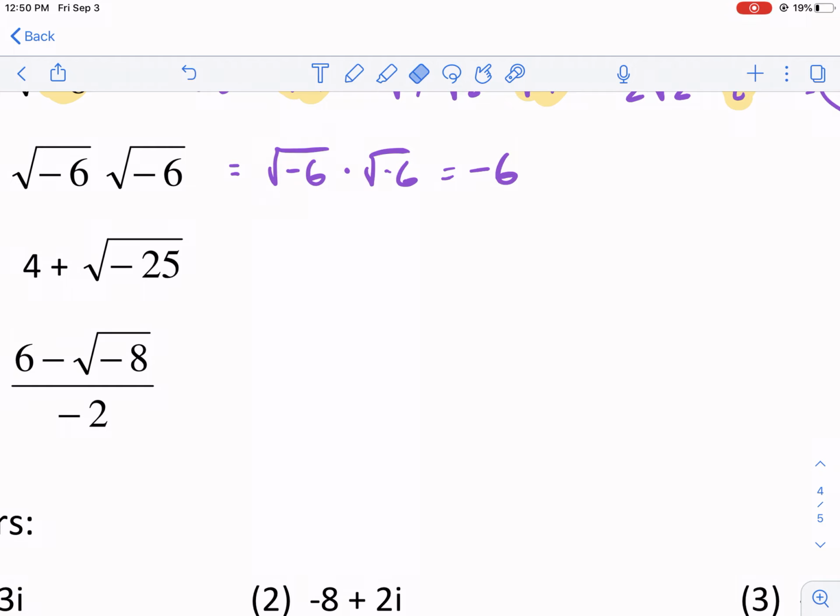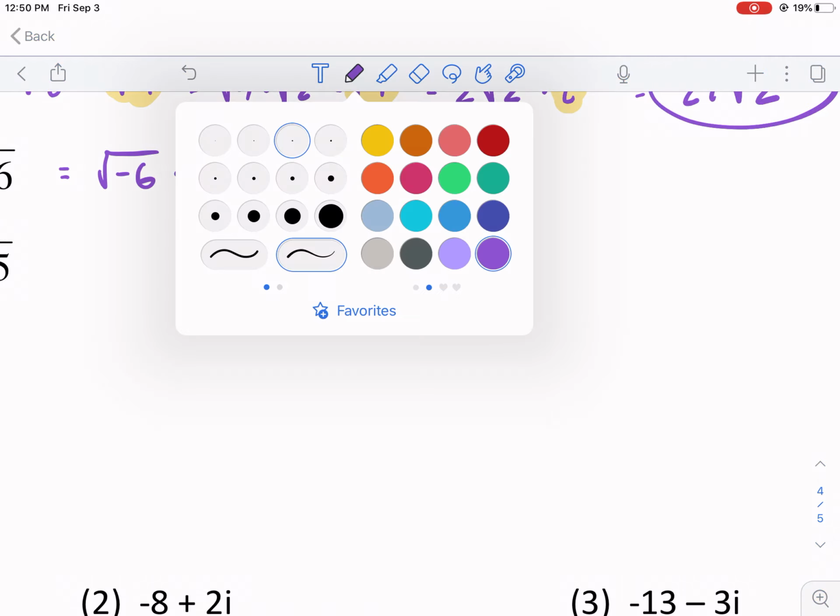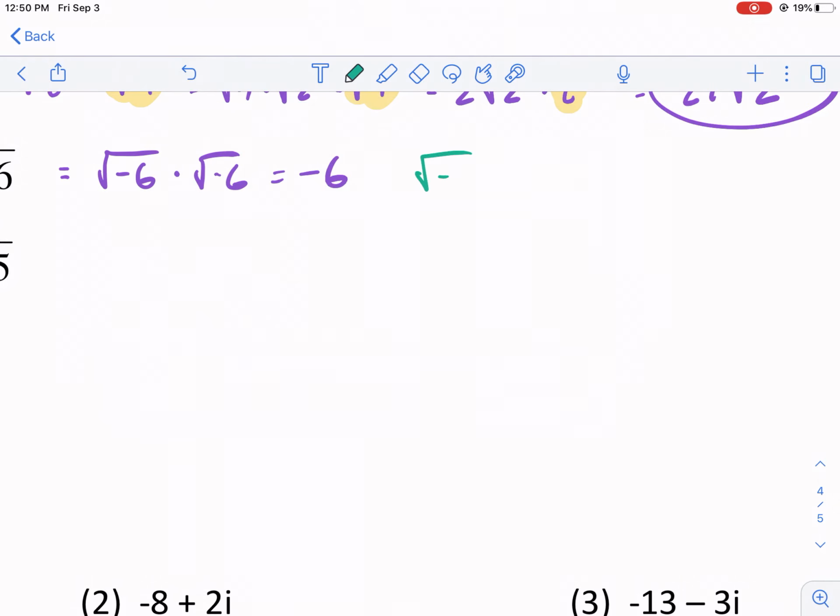On the flip side, imagine if you multiply the square root of negative 6 times the square root of negative 6, and you just wanted to multiply those two together. Negative 6 times negative 6 equals 36, a positive, because we know negative times negative equals a positive. And then we keep the radical, we get positive 6.